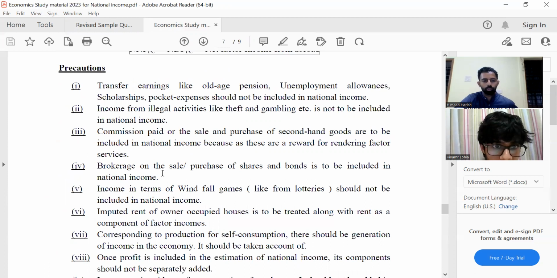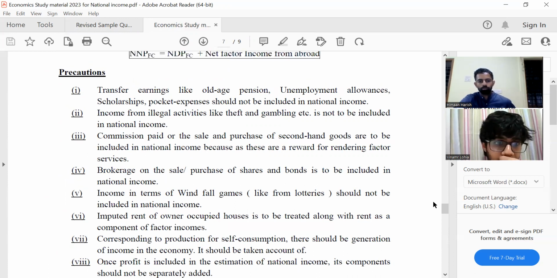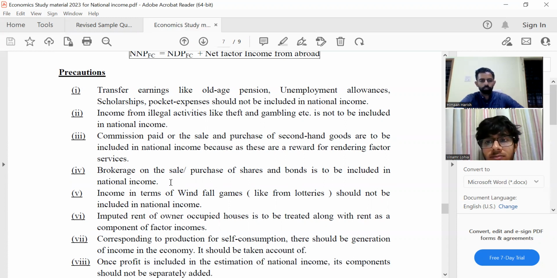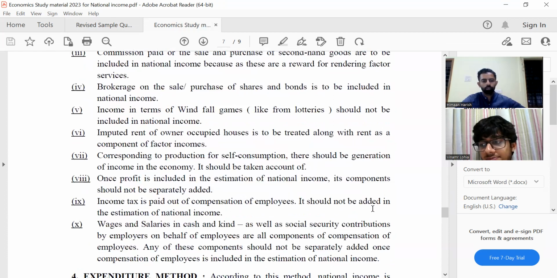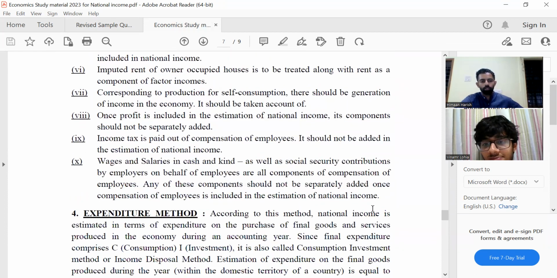It's the 4th point in the precautions of the national income. See, brokerage on sale and purchase of shares and bonds is to be included in national income. So that is the right answer. Option C is the right answer. Transfer earnings are not to be included in national income. So MCQs might be asked from this precaution. We'll go through it in detail.